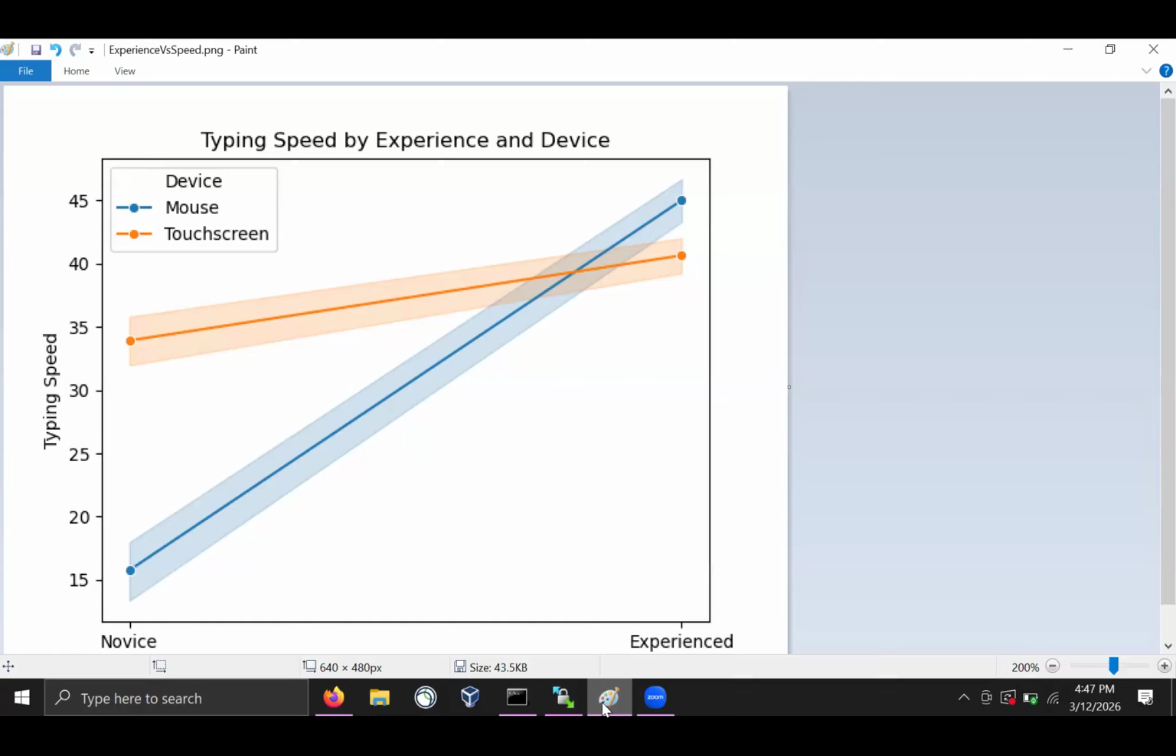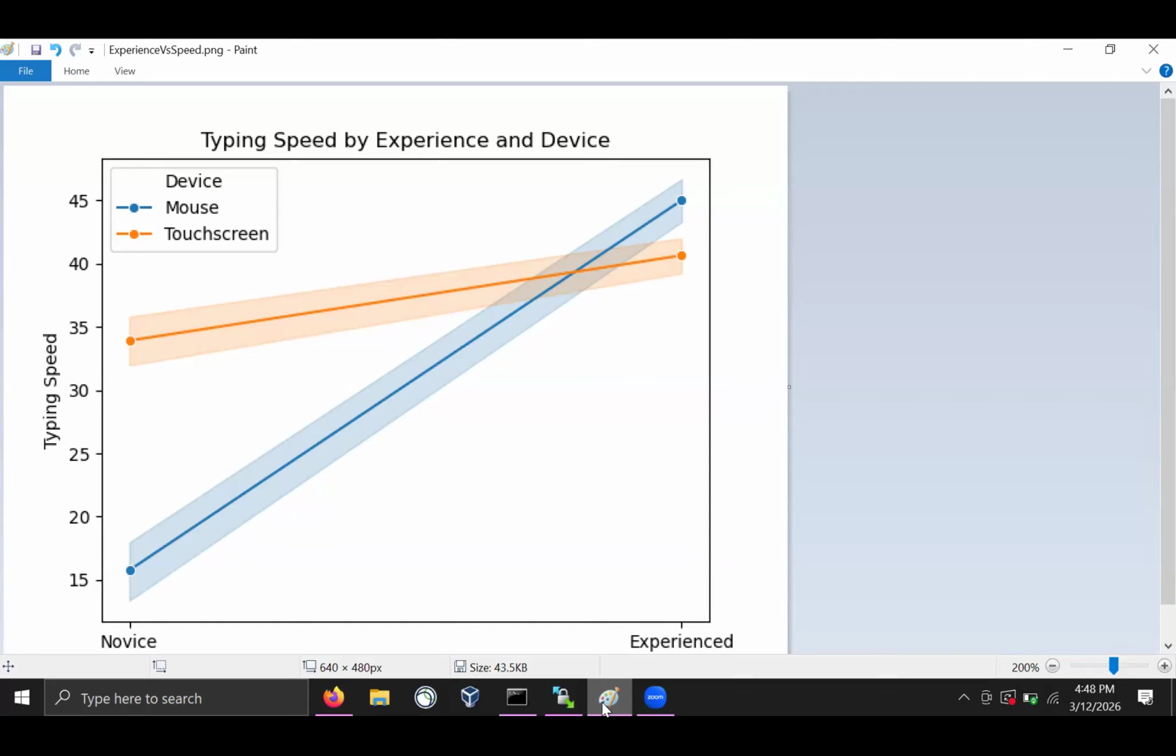Is there an effect of experience? Yes, experienced people type faster than novices, at different rates for different devices. So that means there's also an interaction effect. Just not a perfect crossover like before, which will never happen in practice. This is a much more realistic scenario. Something like this will happen in practice. And so there's both an effect of device and an effect of experience and an interaction term here.